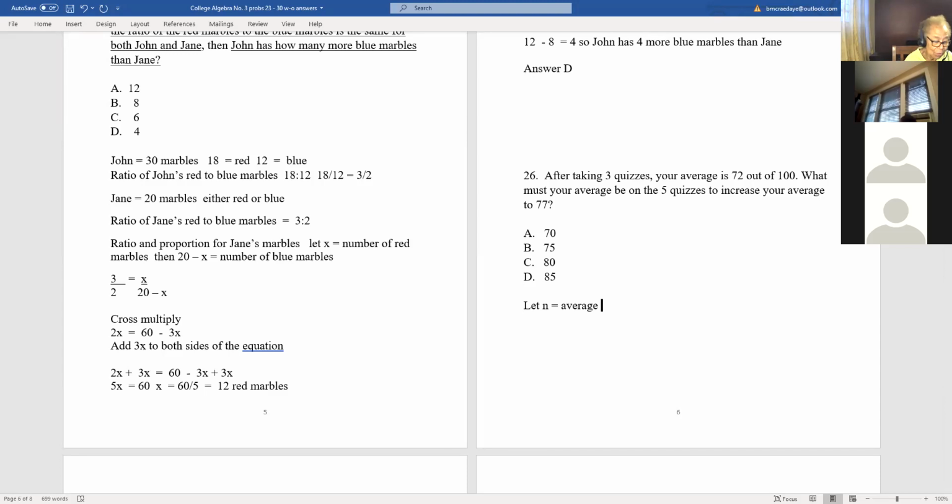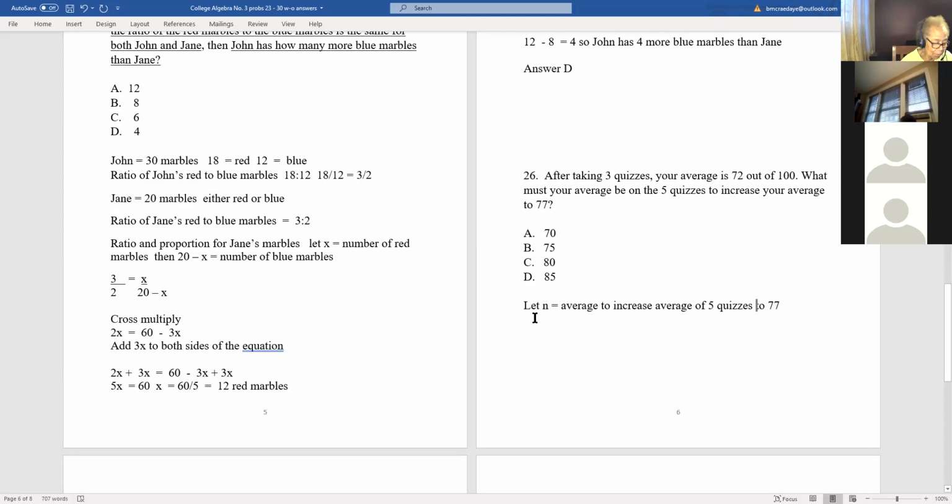n equal the average to increase to 77. So n is going to be the average you need to get on the 5 quizzes to increase to 77. So how would the equation look? What would you write?